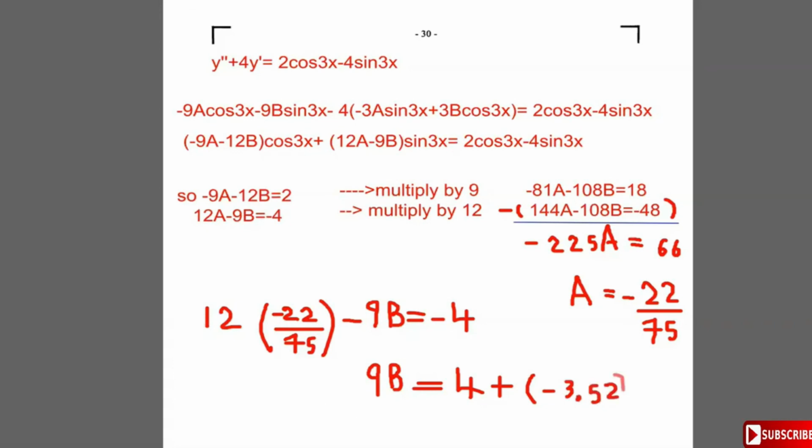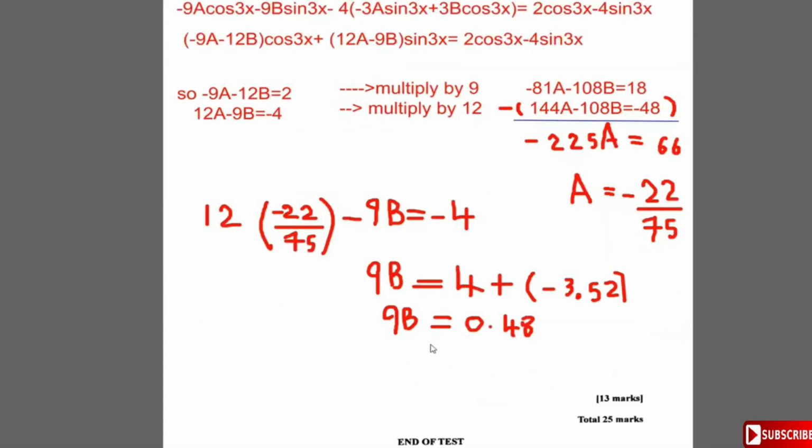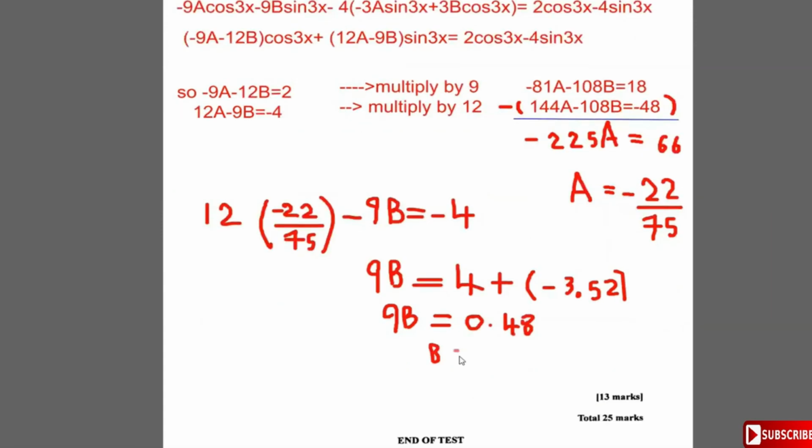Then you divide through by 9, and so 9B is going to be equal to 4 plus minus 3, that's 0.48. Then I divide through by 9 to get B is equal to 0.48 divided by 9. That's 4 over 75.